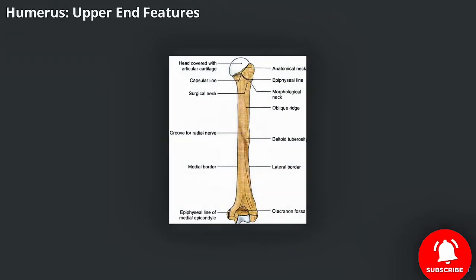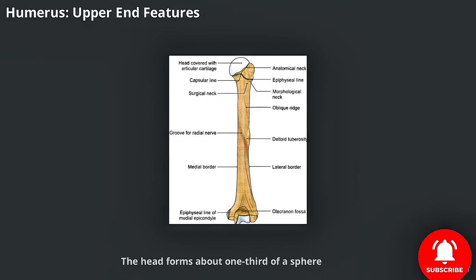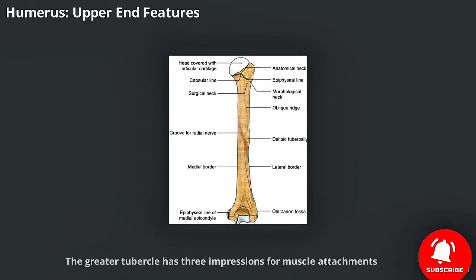Upper end of the humerus includes the head, anatomical neck, lesser and greater tubercles, and the intertubercular sulcus. The head forms about 1/3 of a sphere and is much larger than the glenoid cavity. The anatomical neck separates the head from the rest of the upper end, while the surgical neck is a common fracture site. The greater tubercle has 3 impressions for muscle attachment.